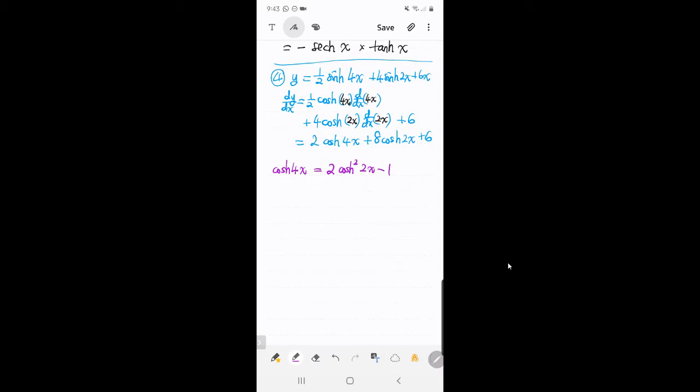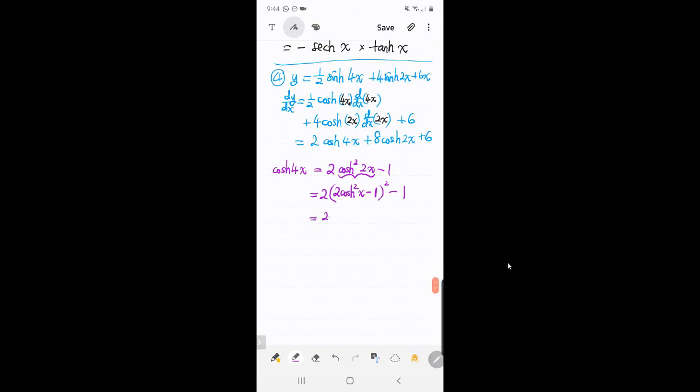Then after that, I have to do something about this part here, cos squared 2x. So cos 2x in the bracket squared. So I continue. I have 2 something squared minus 1. So cos 2x, you use the double angle formula again. You have 2 cos squared x minus 1. So you get this one. And therefore, you can proceed.